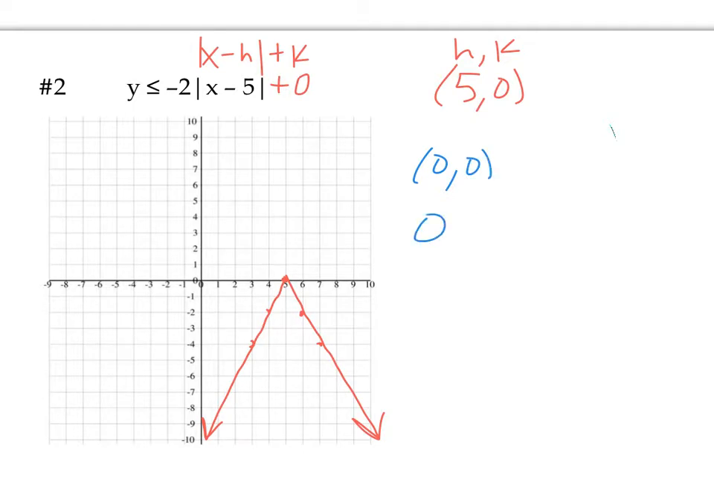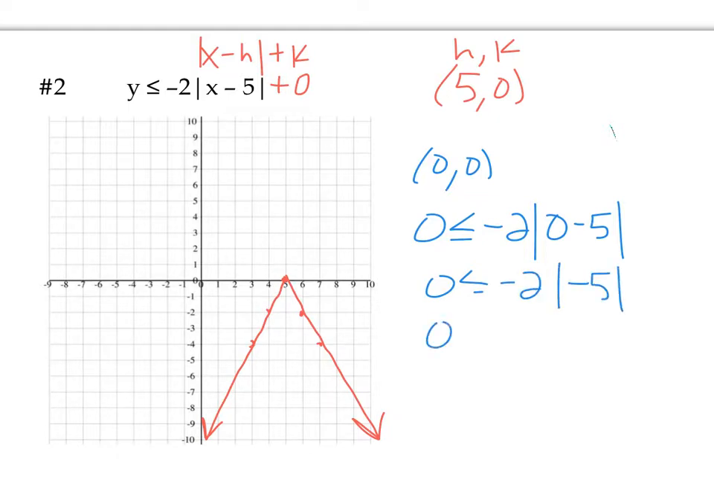So we have 0 for y, less than or equal to -2, absolute value, 0 minus 5. 0 is less than or equal to -2, and then the absolute value of -5. So 0 is less than or equal to -2 times a positive 5, right? Absolute value of -5 is 5. That 0 is less than or equal to -10. Okay, 0 is not less than or equal to -10.